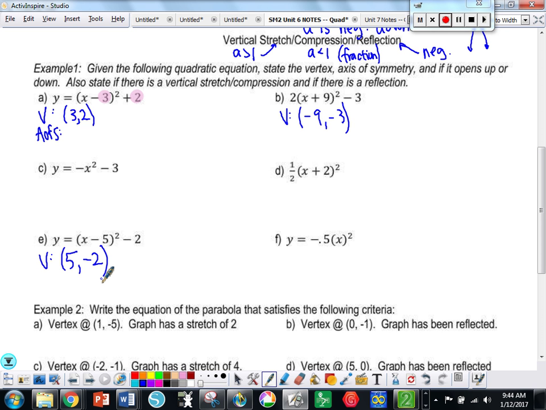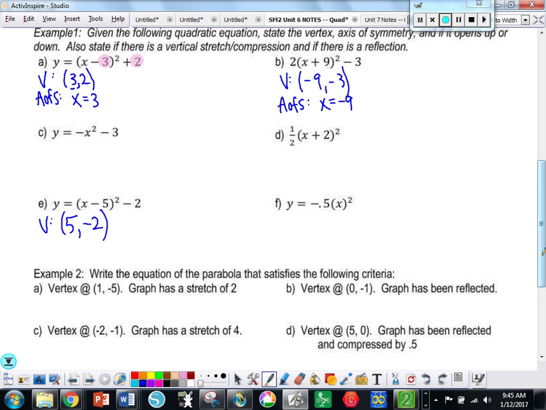Let's look at the axis of symmetry then. The axis of symmetry goes through the x part of the vertex, right? So for this one, it would be x equals 3. And it goes through the x part of the vertex. What about on part B? What would it be? Okay, Brooklyn? X equals 9. Good. X equals negative. And what about part E? Raise your hand if you got it.